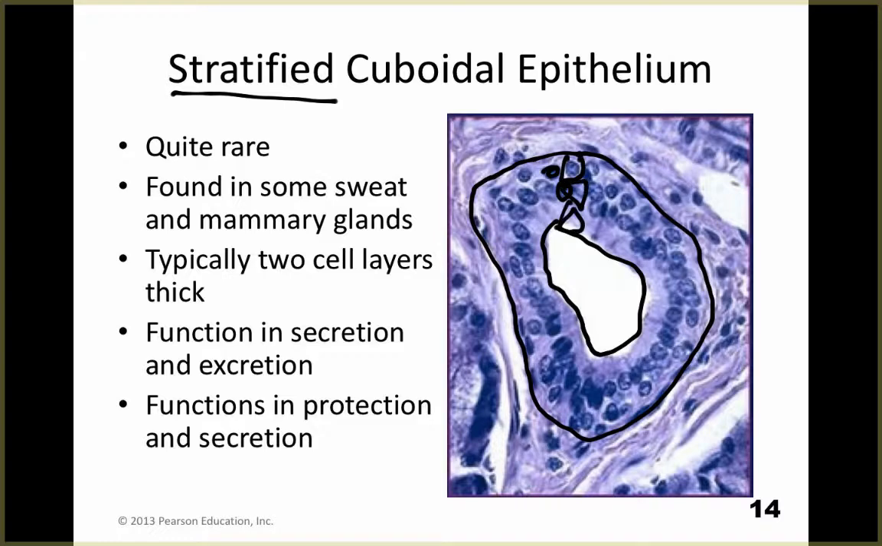It's kind of hard to see. They're found in some sweat and mammary glands, typically 2 layers thick. Their function is in secretion and excretion, and they also have protection and secretion functions.